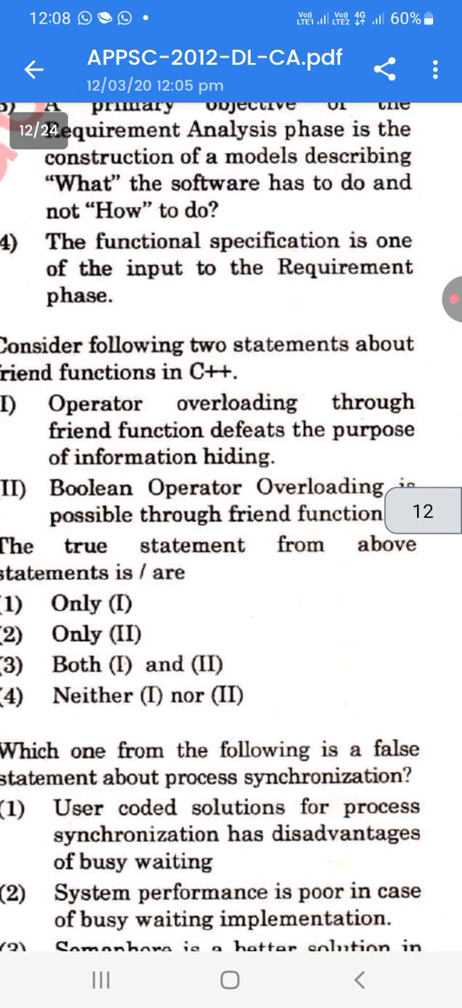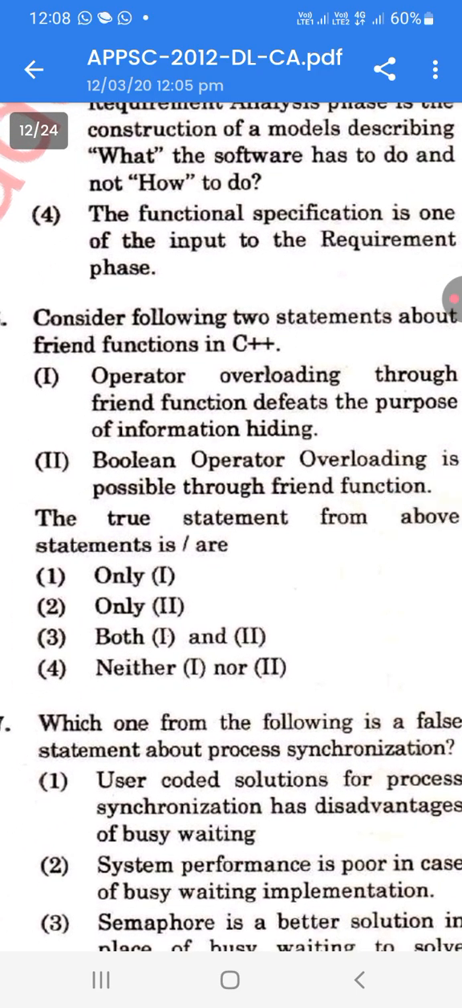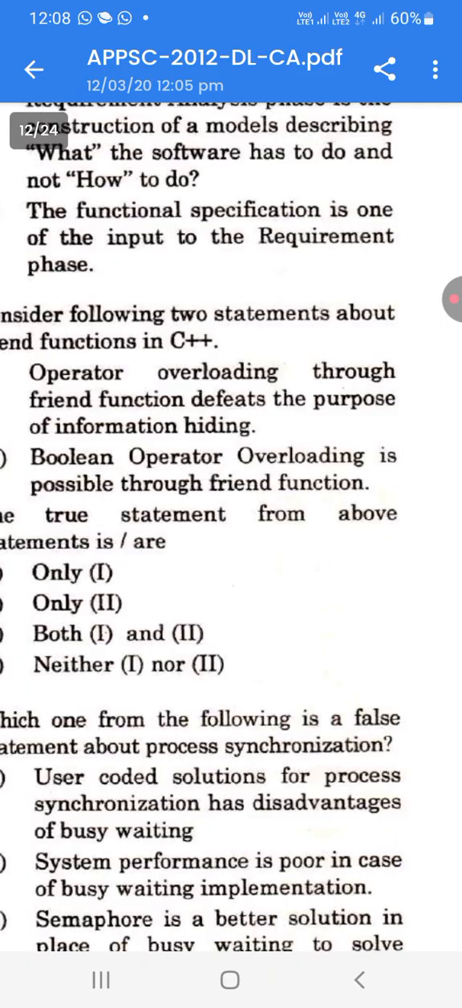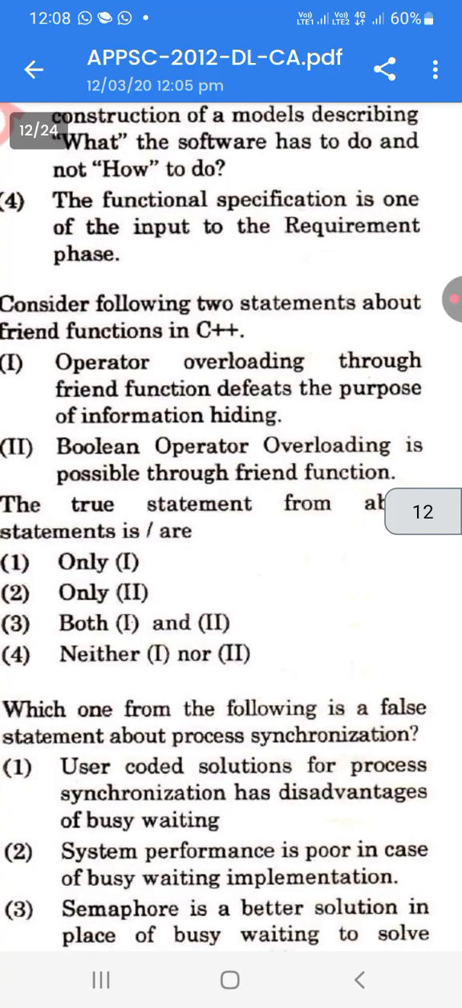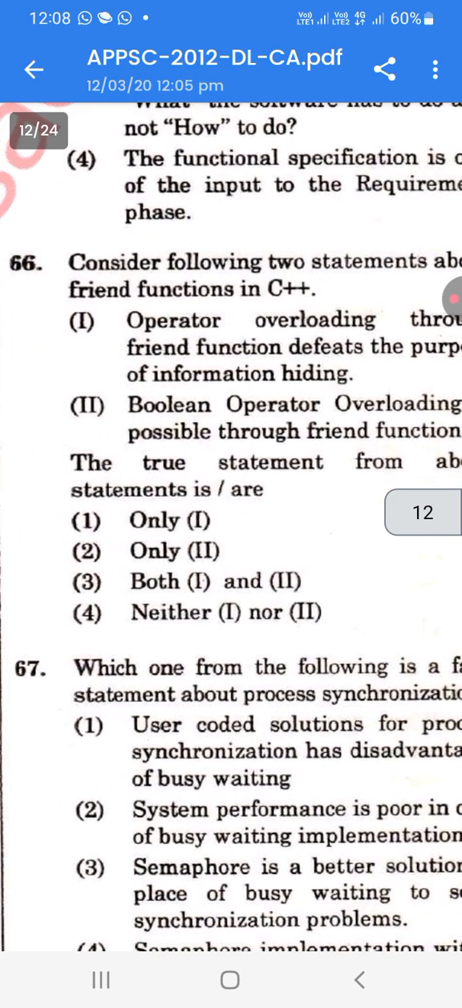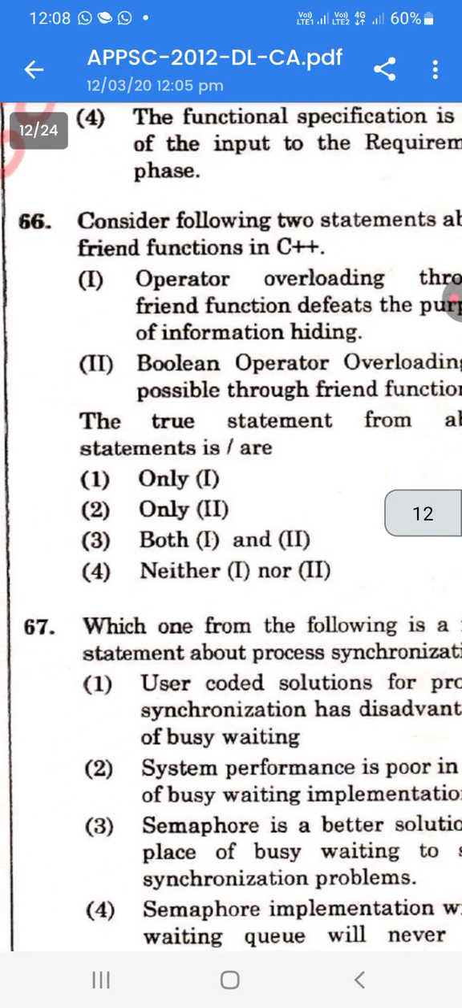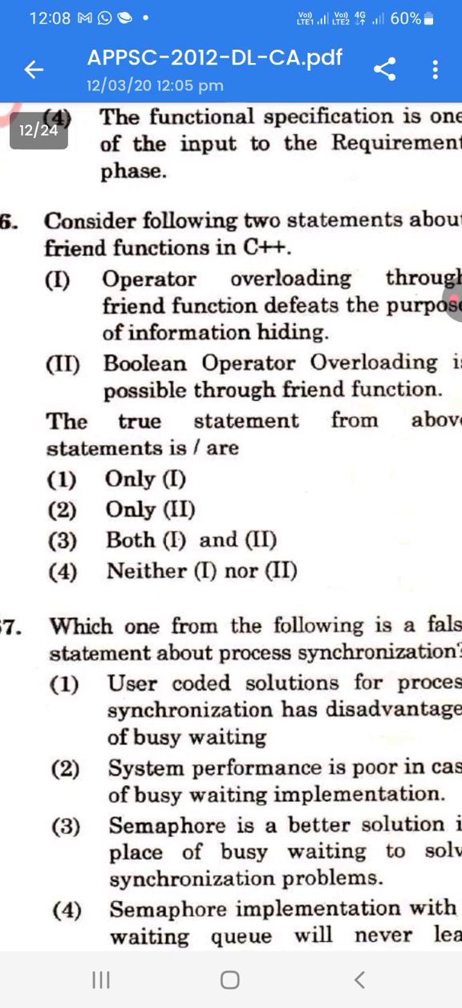Consider following true statements about friend function in C++. Operator overloading through friend function defeats the purpose of information hiding. Boolean operator overloading is possible through friend function. The true statements from the above statements are: both 1 and 2 are true.